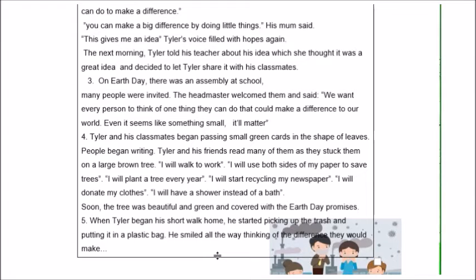I will walk to work. I will use both sides of my paper to save trees. I will plant a tree every year. I will start recycling my newspaper. I will donate my clothes. I will have a shower instead of a bath. Soon the tree was beautiful and green and covered with the Earth Day promises. When Tyler began his short walk home, he started picking up the trash and putting it in a plastic bag. He smiled all the way, thinking of the difference they would make.